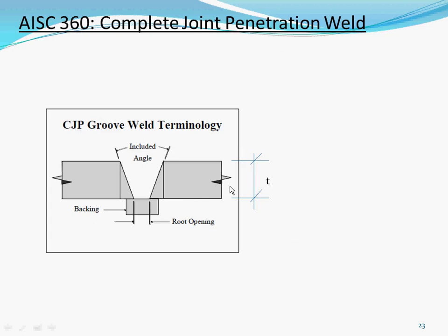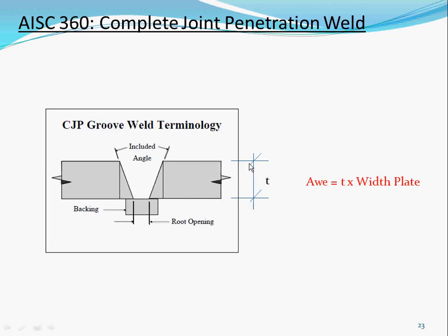Basically, for a CJP, we are utilizing the whole thickness of that section. The effective area is just the thickness times the width of the plate. That's for the weld metal calculation.